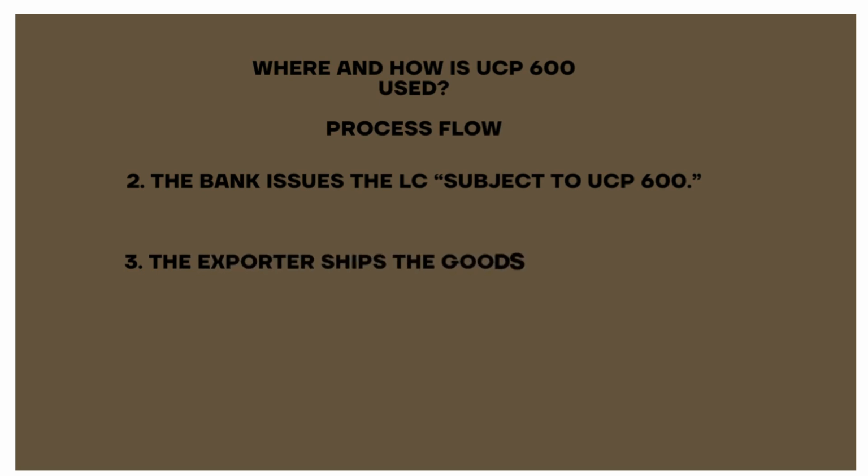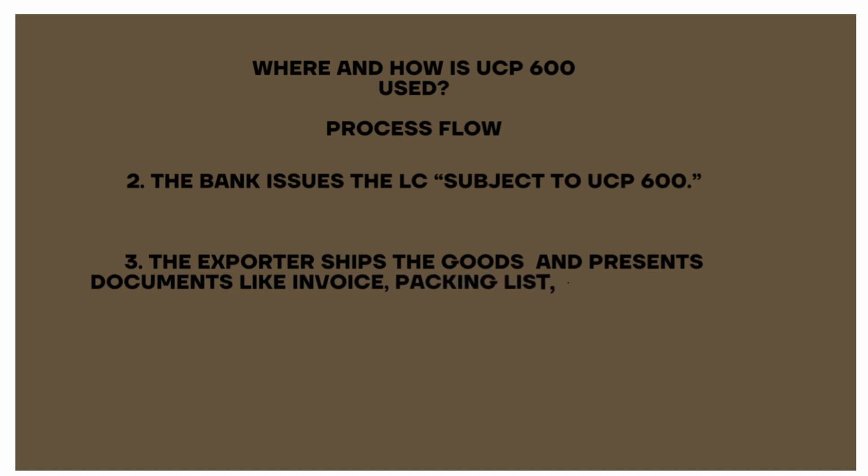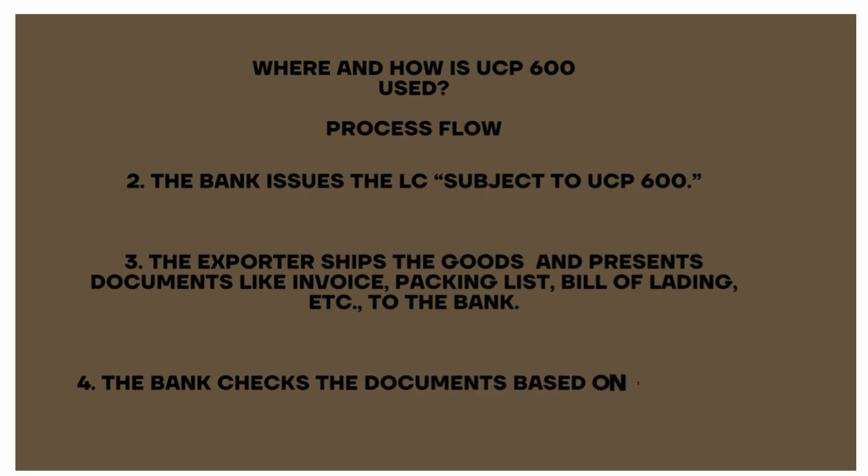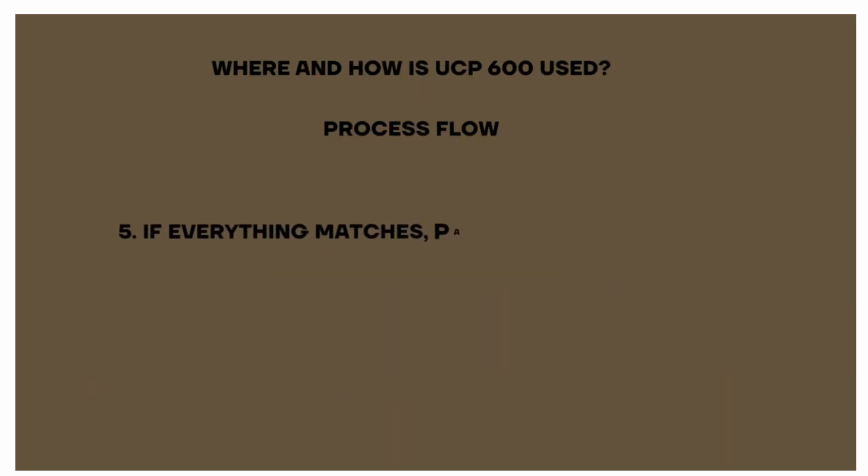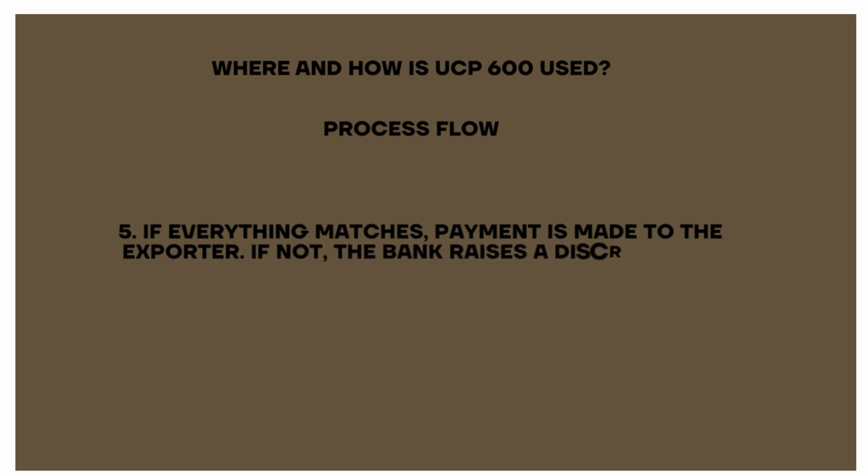3. The exporter ships the goods and presents documents like invoice, packing list, bill of lading, etc. to the bank. 4. The bank checks the documents based on the rules of UCP 600. 5. If everything matches, payment is made to the exporter. If not, the bank raises a discrepancy.